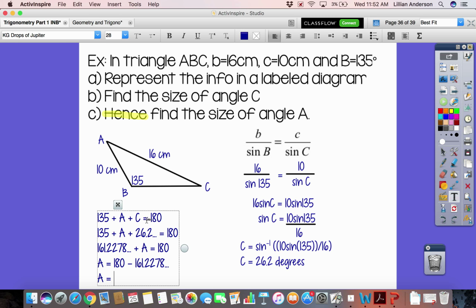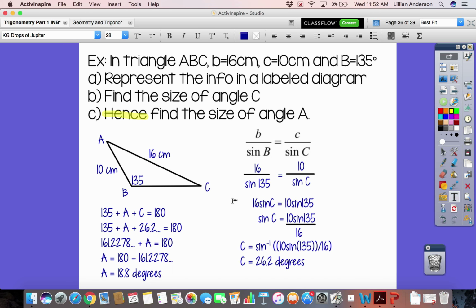So I'm going to subtract that previous answer that I have in my calculator to find that angle A is 18.8 degrees, okay? I am not rounding before I get my answer, and that's what I want you guys to do, all right? So your answer to part C is 18.8 degrees, and your answer to part B is 26.2 degrees, and your picture is what you see there.